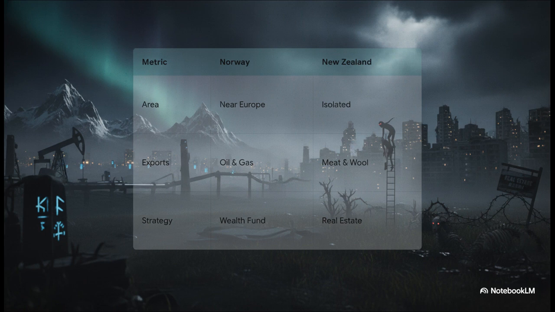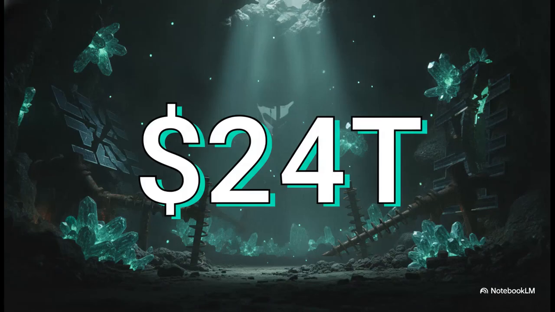But Norway is swimming in hydropower, sits right next to massive European markets, and exports tons of oil and gas. New Zealand, though, is completely isolated down in the South Pacific. They rely heavily on agriculture and real estate. And as we'll see, that isolation leads to a completely different set of problems. Now for Norway, geography is literally hitting the jackpot.